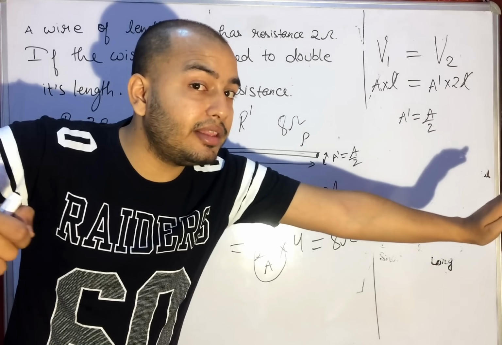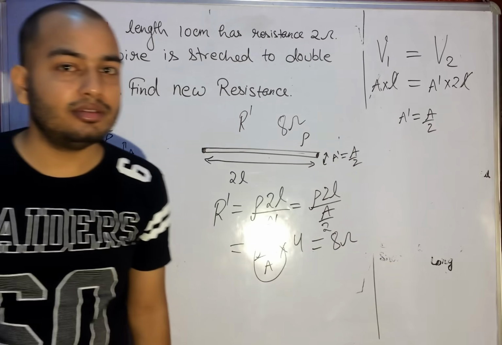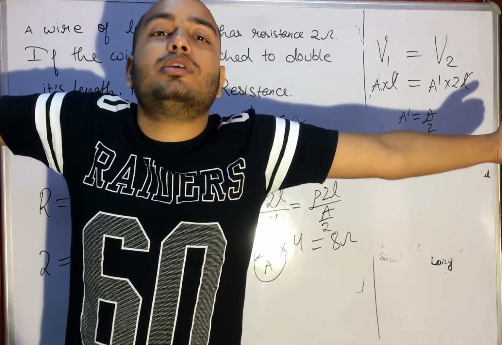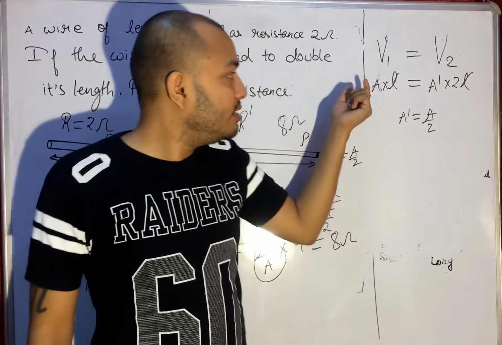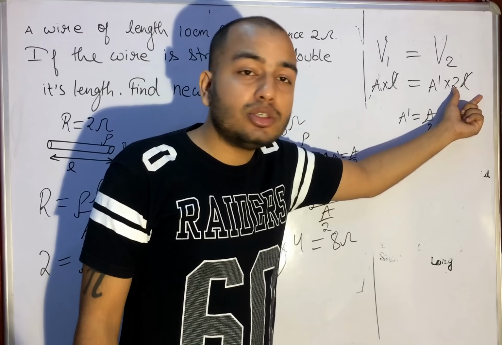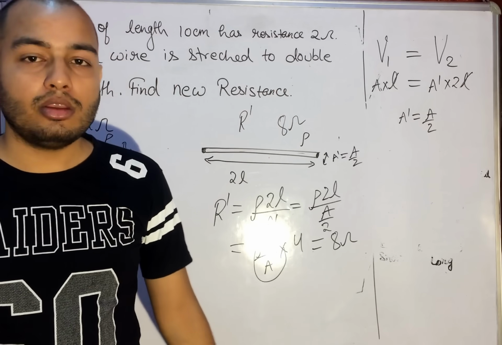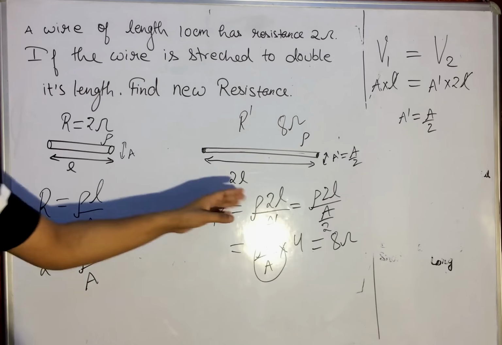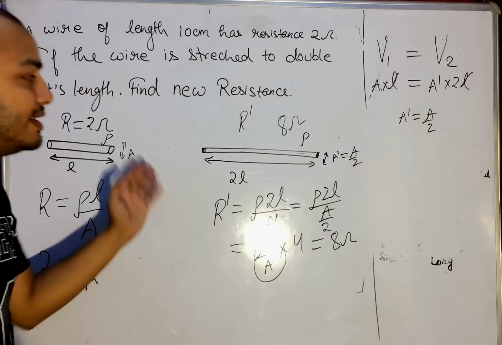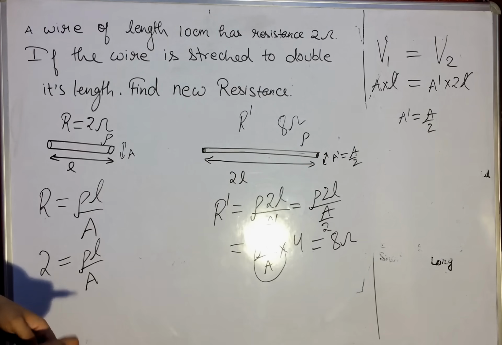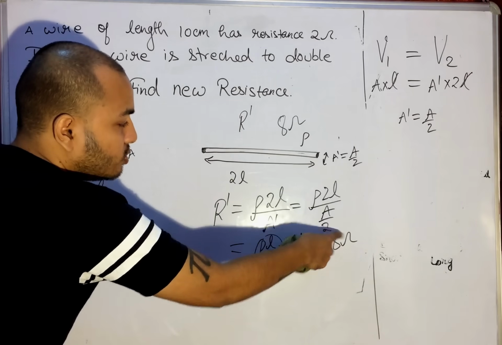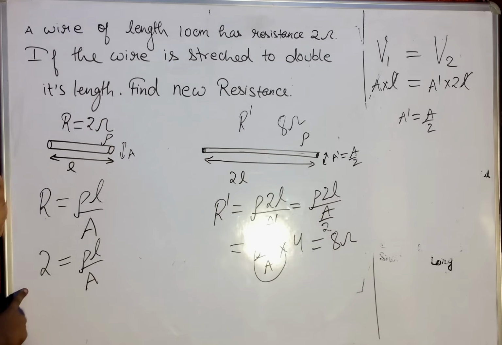If you triple the length, area becomes 1 by 3. If you make the length 4 times, area becomes 1 by 4. Since volume has to remain the same, A into L is equal to A dash into 2L. L and L cancel. So this is the way to solve these questions of stretching. Resistivity will remain the same. If the length is stretched, area will also change. Rho 2L by A by 2, 2 goes upside, rho L by A is 2.